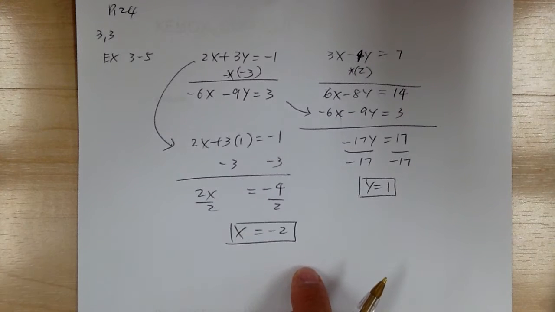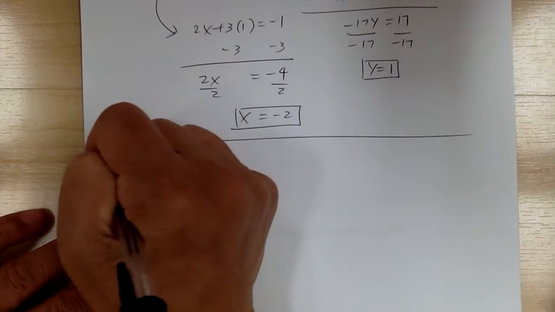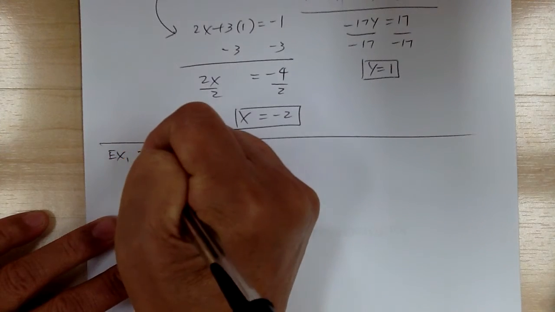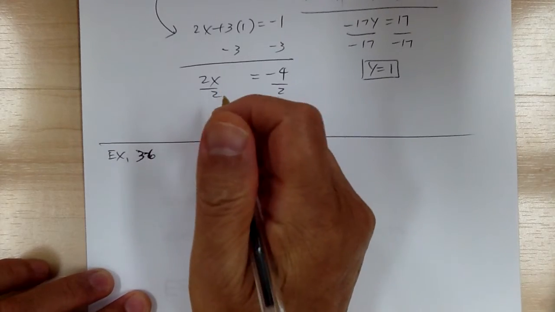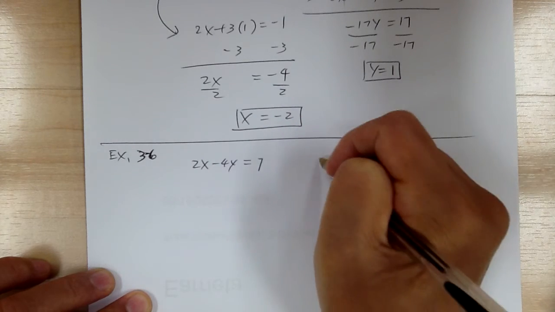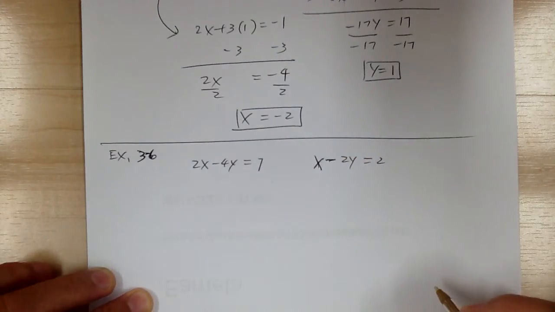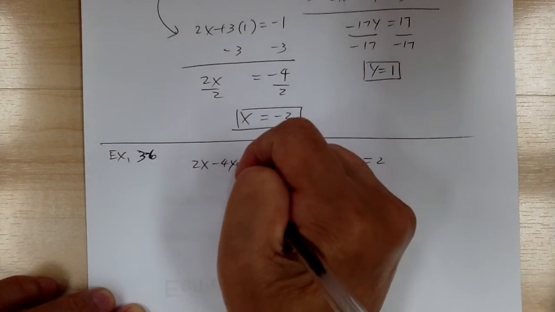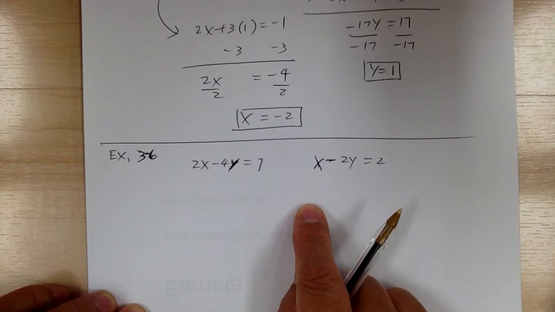And let's go to example 3-6. Example 3-6, solve the system of equations. So you got 2x minus 4y equal to 7. You got x minus 2y equal to 2. So you can look at the equations. If they are similar, usually it's easier if you use the elimination method. Okay, so they look similar.